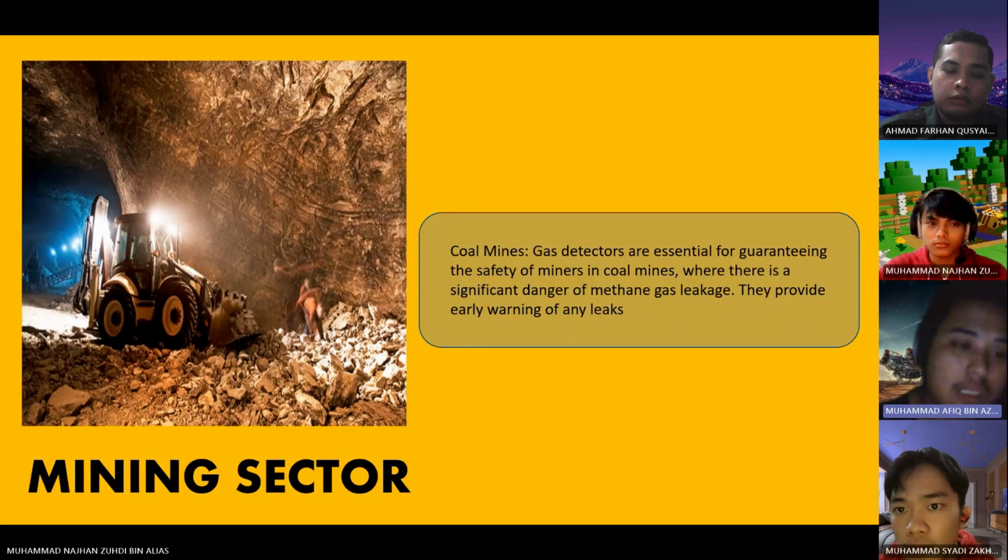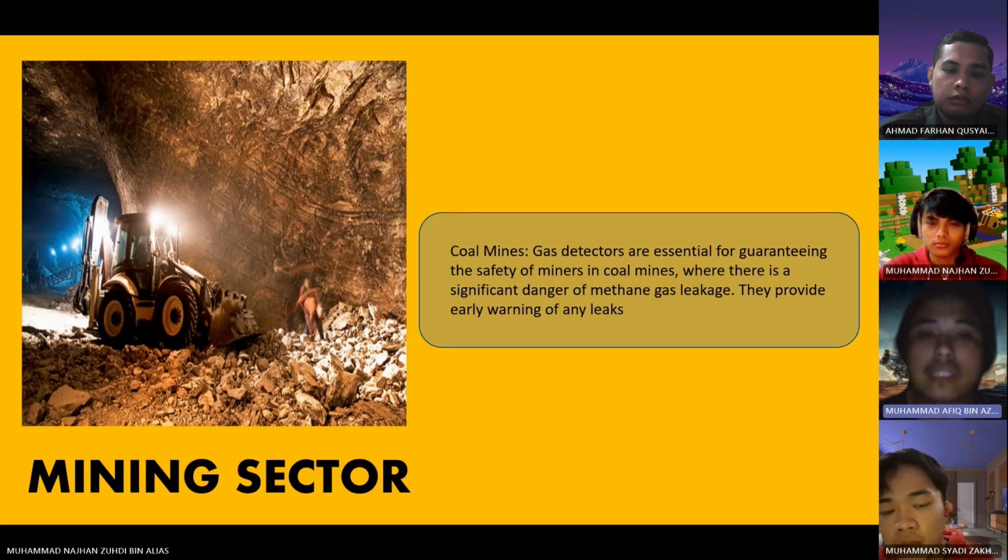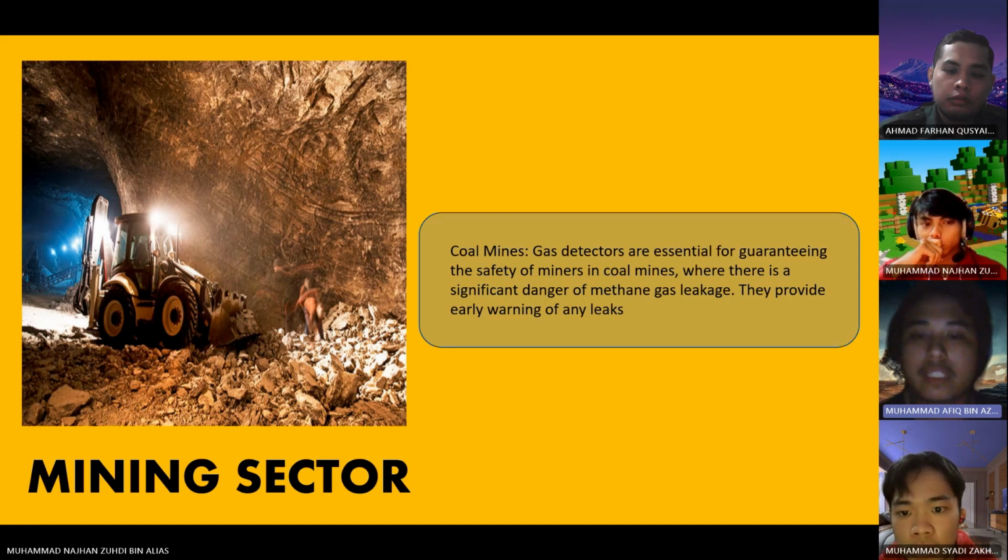And the last one is the mining sector. Gas detectors are essential for guaranteeing the safety of mining in gold mines, where there is a significant danger of methane gas leakage. So they can provide an early warning of any leak.